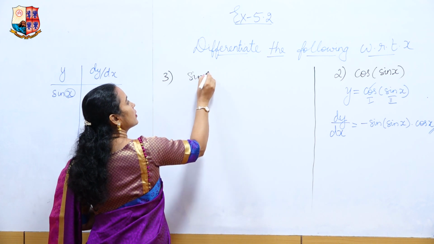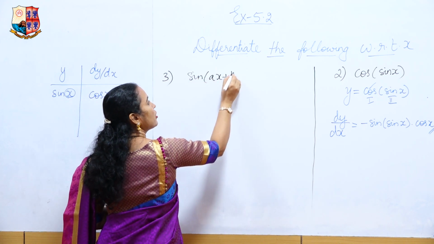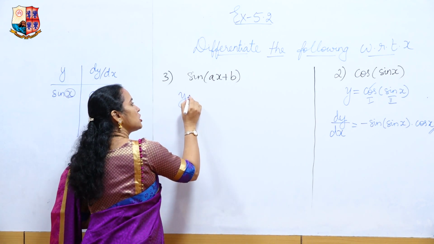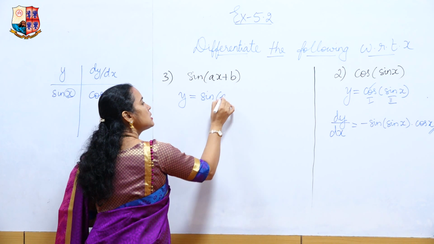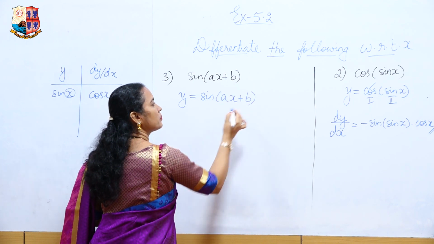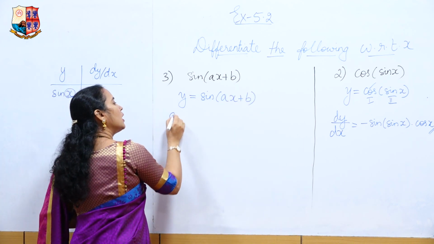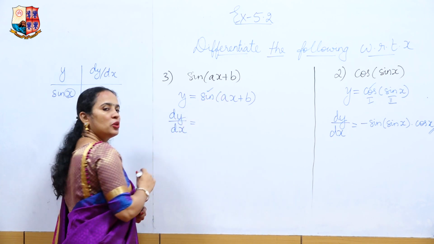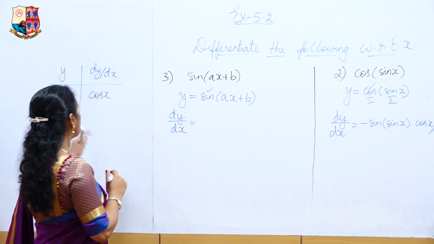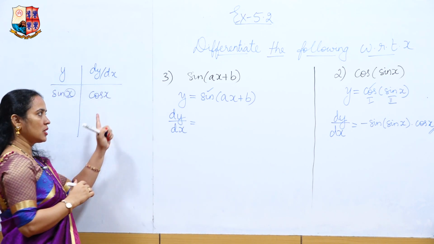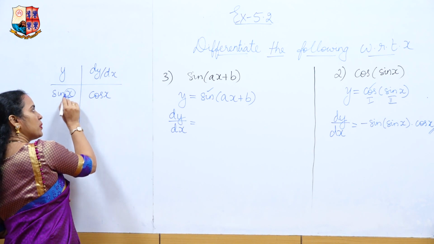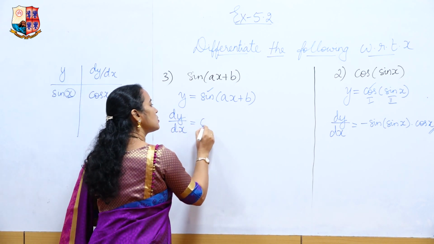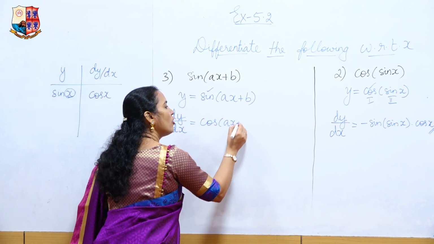Third problem. Differentiate sine of ax plus b with respect to x. Take the given function as y is equal to sine of ax plus b. dy by dx is equal to, outermost you have sine. Sine x, when you differentiate, you will get cos x. So, sine of ax plus b, when you differentiate, you will get cos of ax plus b. So, write it as it is, cos of ax plus b.